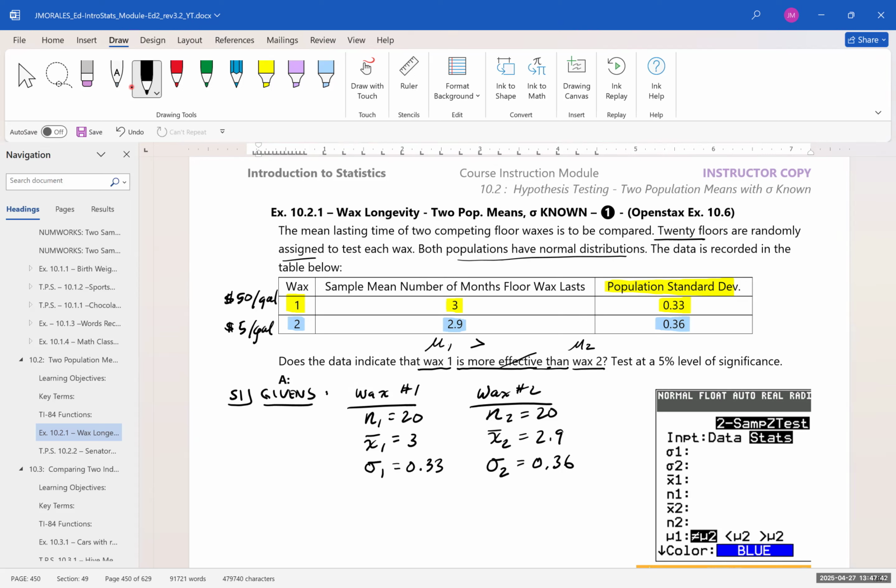Okay, so mu1 greater than mu2 is going to be our original claim. We have a 5% significance level. So our significance level is 0.05, which gives us a confidence level of 0.95.